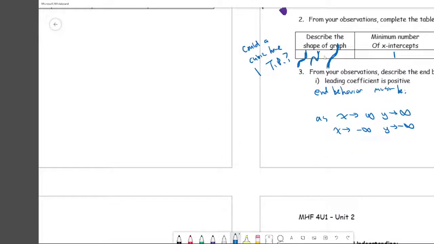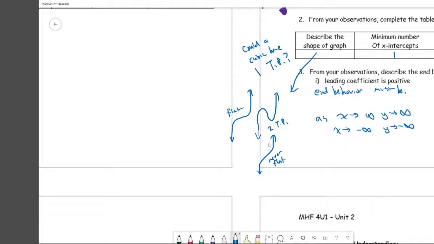Okay, so let's try and draw those a little bit better. Okay, so for this one, flat, two turning points, or never flat. Those are the three different ways a cubic can look. Of course, they could be reflected. If it had a leading coefficient that was negative, they would all be flipped upside down, but the shape has to look like one of these three.